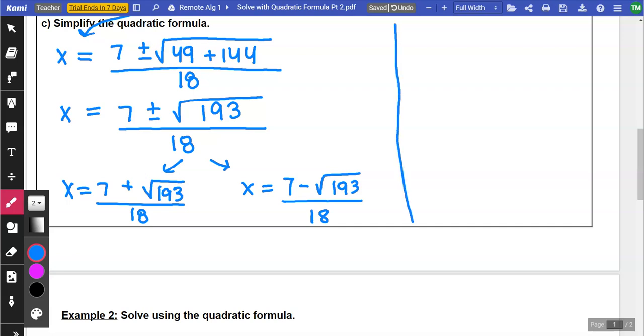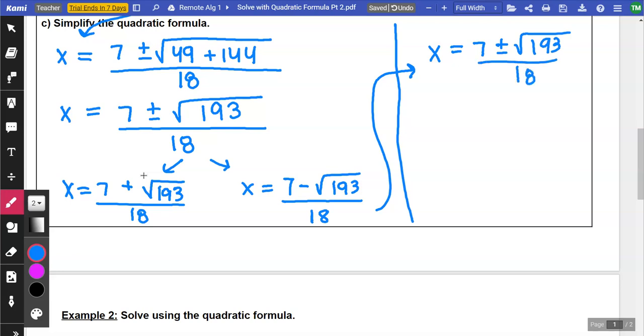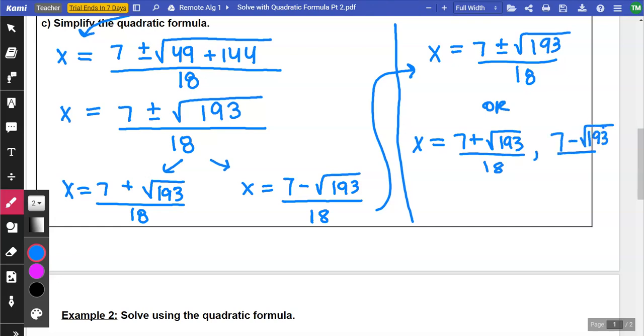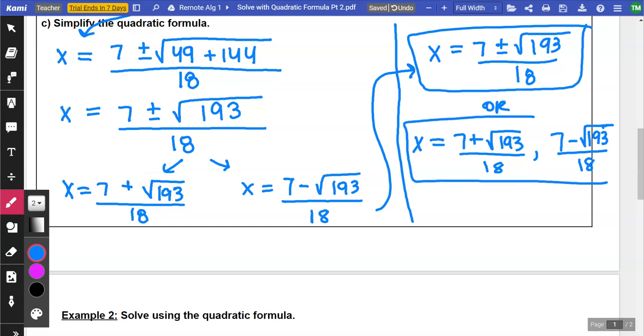So there are two ways that you can write your final answer. You can leave it as x equals 7 plus or minus the square root of 193 over 18. Or you can write it as x is equal to 7 plus the square root of 193 all over 18 and 7 minus the square root of 193 all over 18. So you can separate them and list them as two separate answers, or you can leave them as one with that plus or minus in between, letting us know that they actually are, in fact, two separate answers.